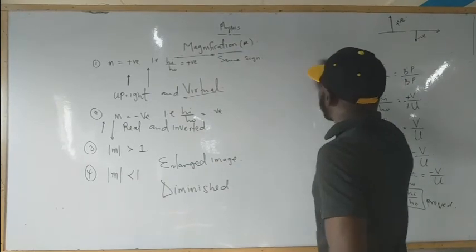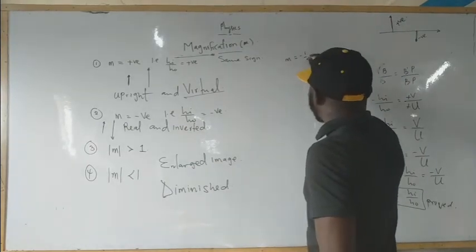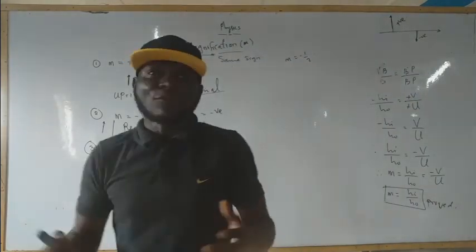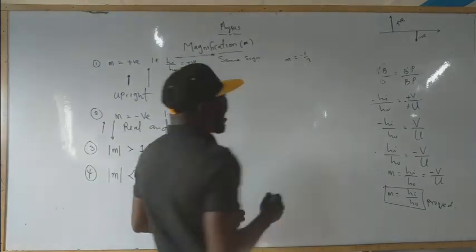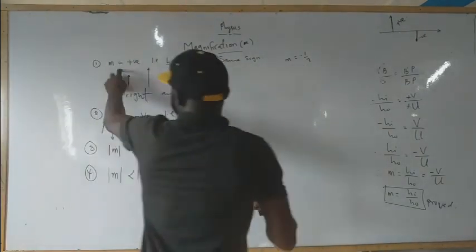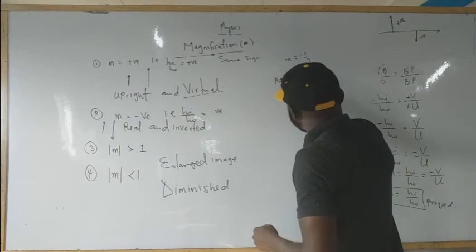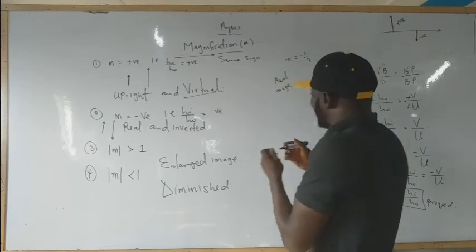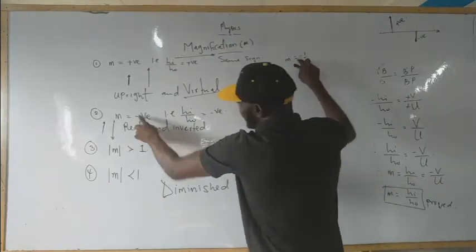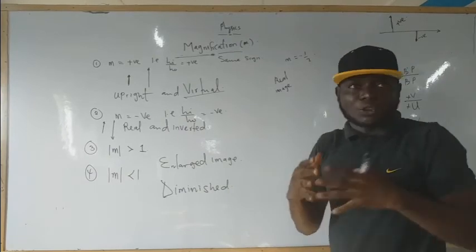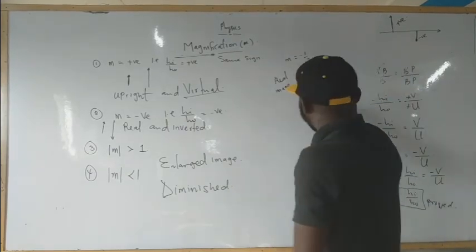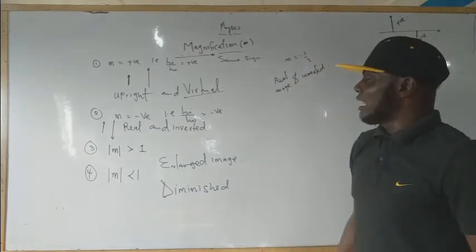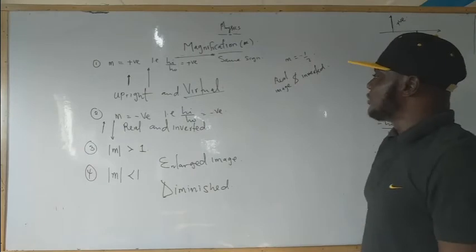What about a situation whereby we have magnification equal to minus half? What will be the nature of the image that will be formed? Due to the negative value here, we can deduce that when it's negative, we'll be having a real image. Because the magnification is negative, that means the image is real. That's the first one. And inverted, that is upside down. An inverted image will be formed. A real image will be formed.